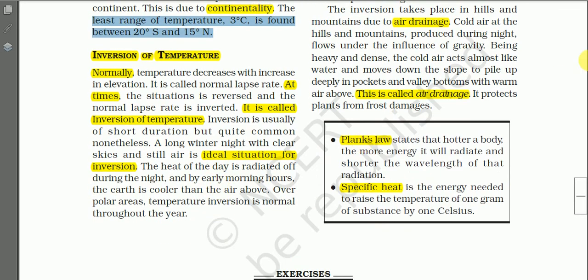Okay, up to here, any question from your side? No, sir. Okay, if you don't have, then the next important topic is inversion of temperature.